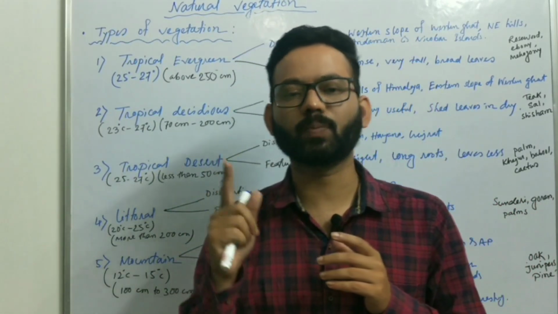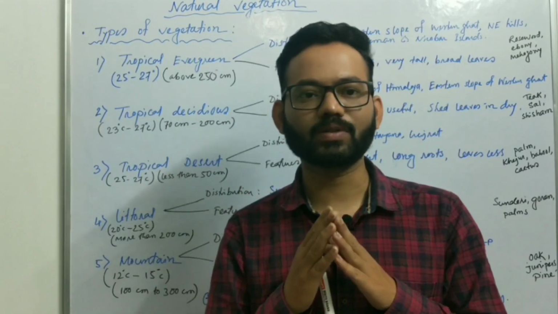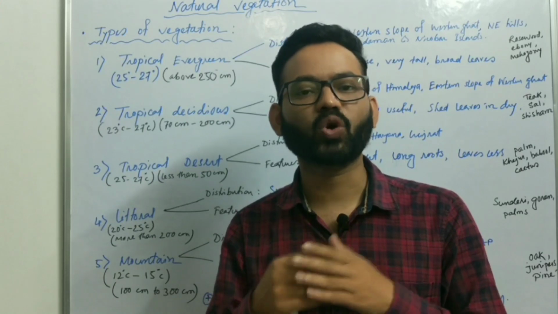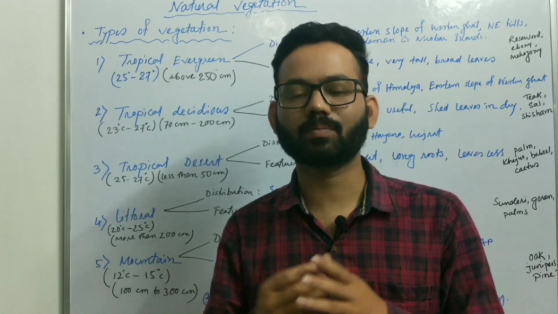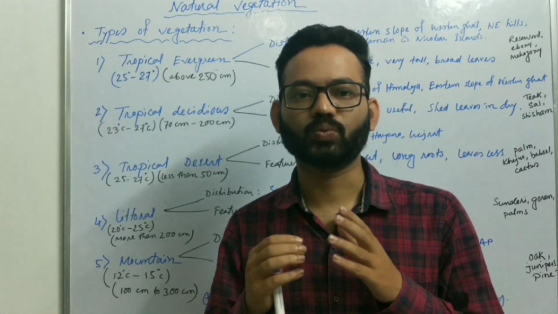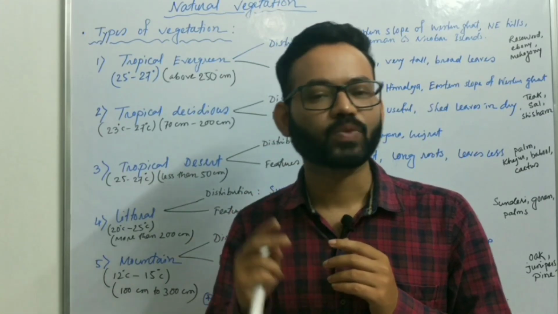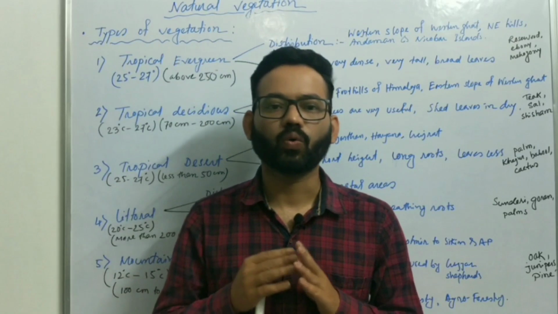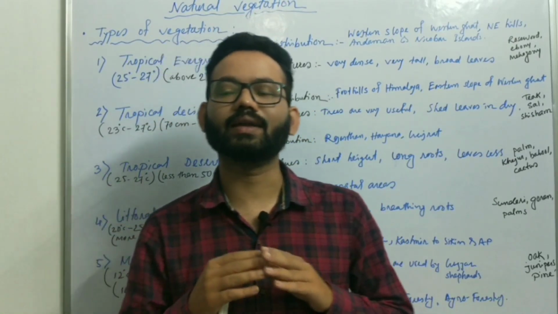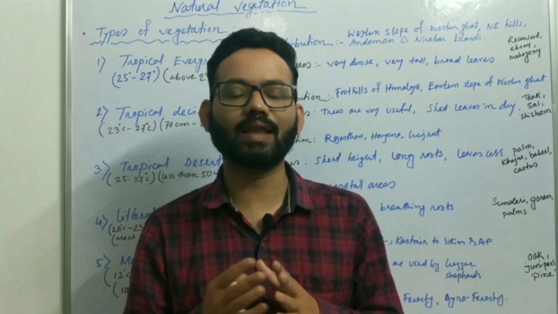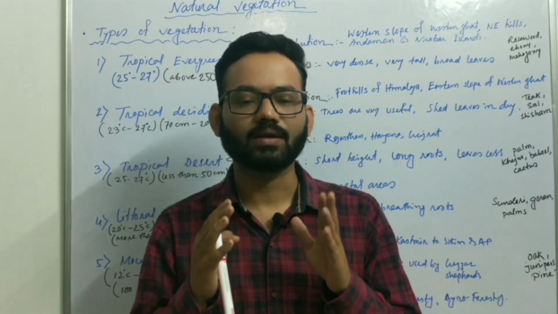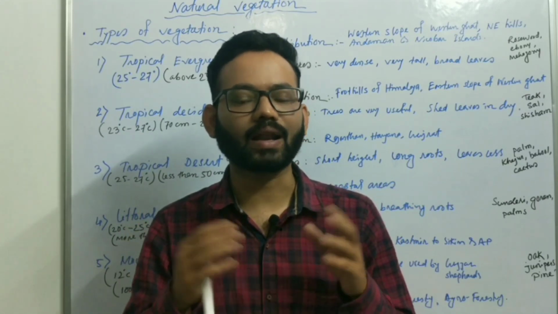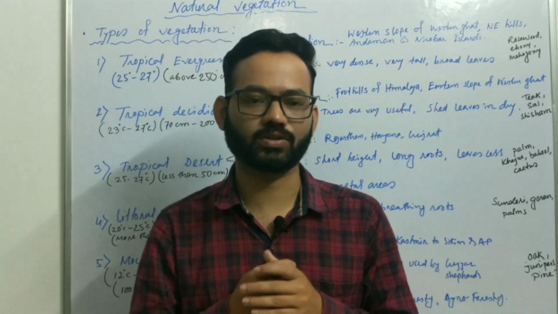The most important thing is afforestation. That means planting trees more and more. In a large number, trees have to be planted. Number two, social forestry. What is social forestry? Social forestry means we have to plant trees over large areas in barren land. Planting trees in a large amount in barren fields or barren lands is called social forestry.